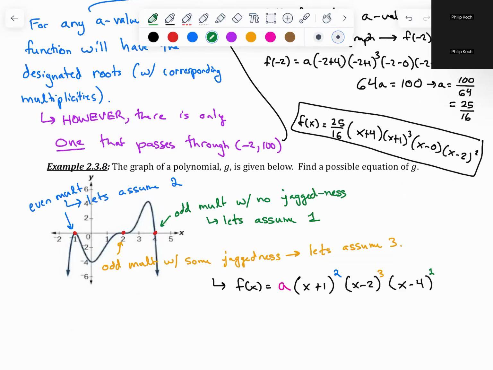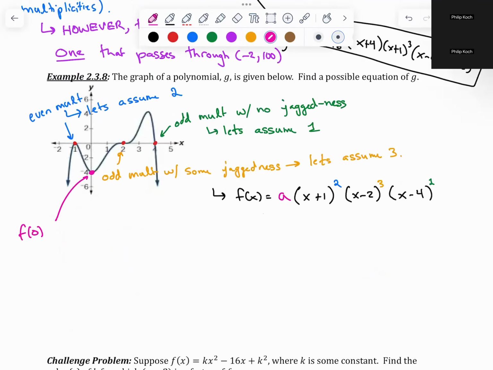Okay. Now the question is, can I find a specific a value? Yes, there is a given point. Now, if this was on the exam, I would be making sure to put a solid dot here. I'm gonna do this one in pink. There's an initial condition, f of 0 equals -4. Allows us to solve for a. If they didn't give us what the y-intercept was, we wouldn't be able to solve for a. If they didn't give us an additional point.